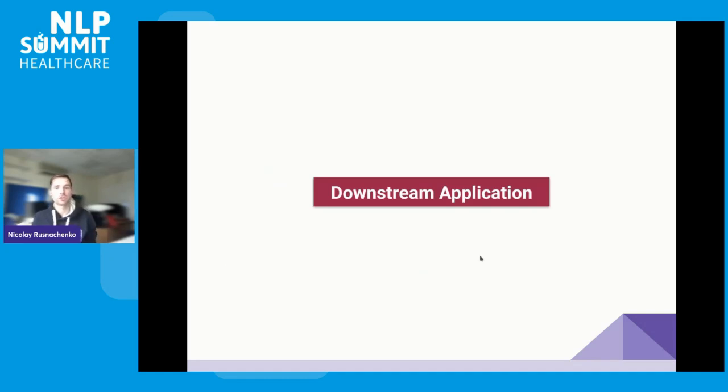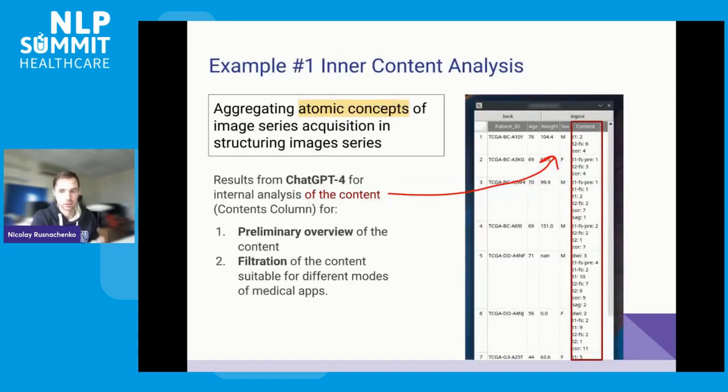With all of that, this brings me to the downstream applications, where we can see how these techniques that we overviewed together can be applied in a real case scenario. This is going to be a two-case example. The first example is the analysis of the inner content of the dataset. This illustrates the so-called demo, where for each patient, instead of mentioning the content in narratives, we provide the structured information of the grouped content alongside the amount of the related image series.